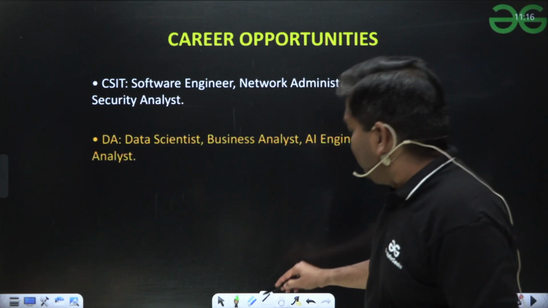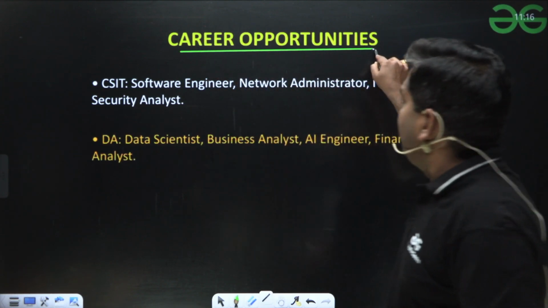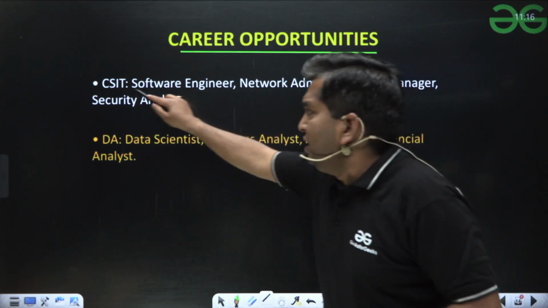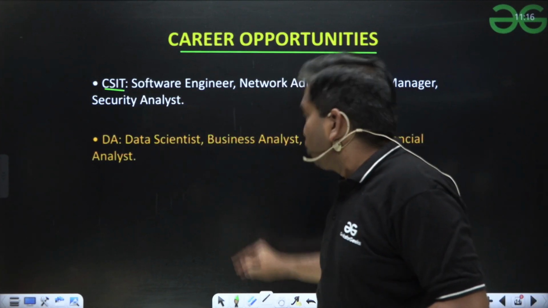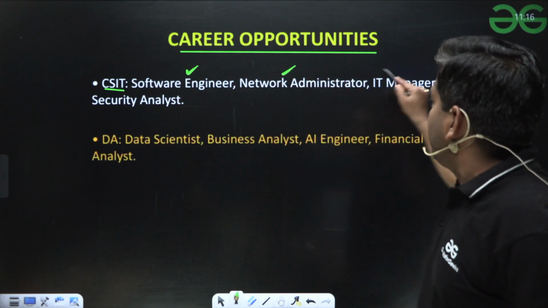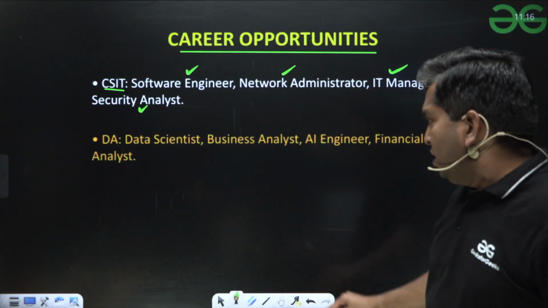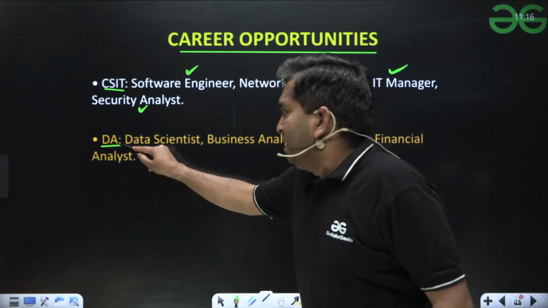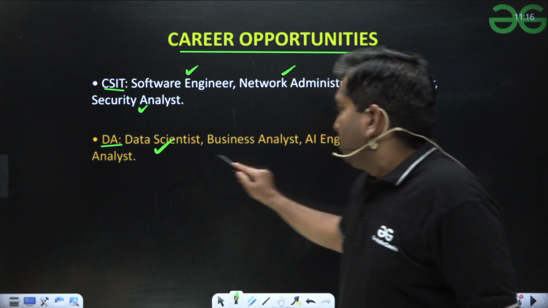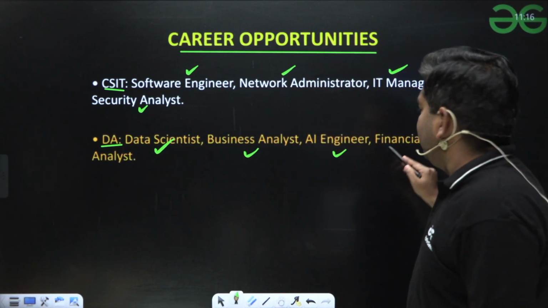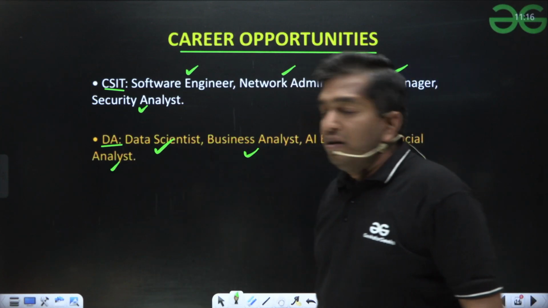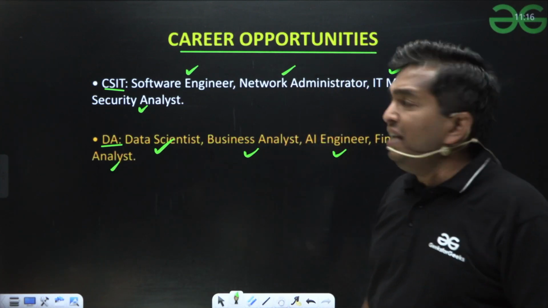What is the career opportunity in CSIT and in DA? In CSIT you become a software engineer, network administrator, IT manager, security analyst and DBA also, database administrator. But in DA you become a data scientist, business analyst, AI engineer and financial analyst. This is the career opportunity in DA.